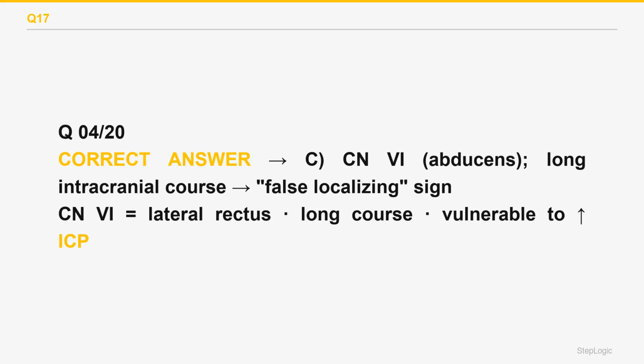Because raised intracranial pressure from any cause can produce a sixth nerve palsy, it is called a falsely localizing sign. The palsy does not indicate that the lesion is near the nerve itself, just that pressure is elevated somewhere. Recall the eye muscle innervation rule, LR6 SO4, everything else 3. Lateral rectus is CN6, superior oblique is CN4, all the rest are CN3. The inability to abduct from a CN VI palsy, vulnerable to ICP via its long course, is the answer.